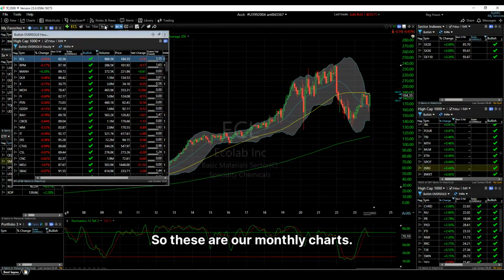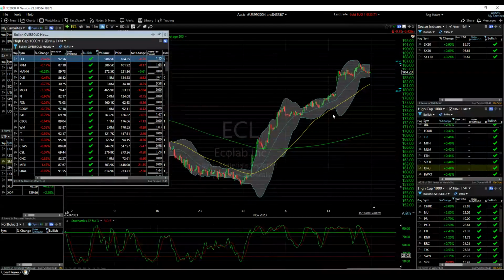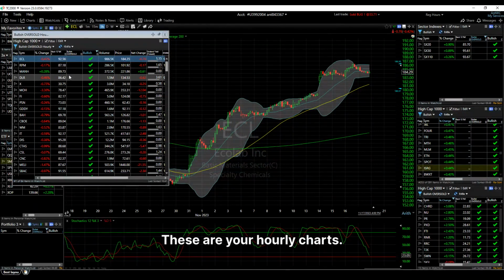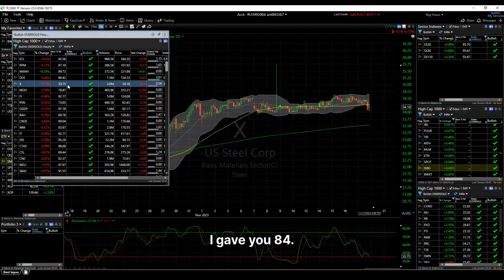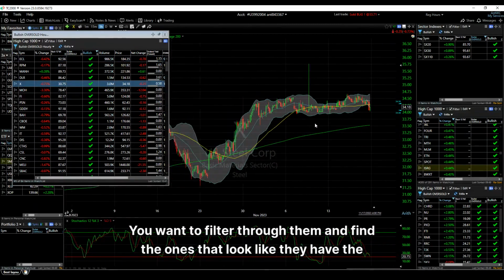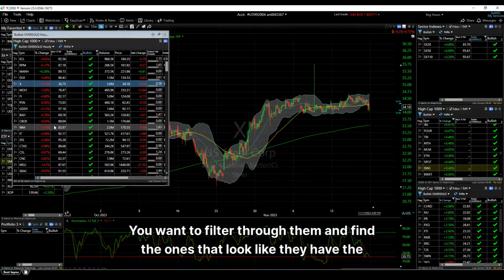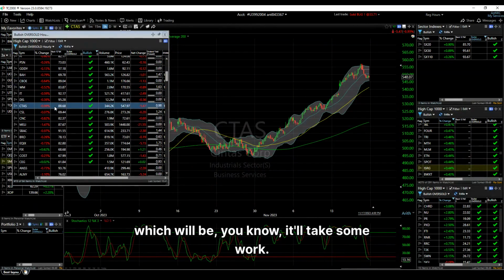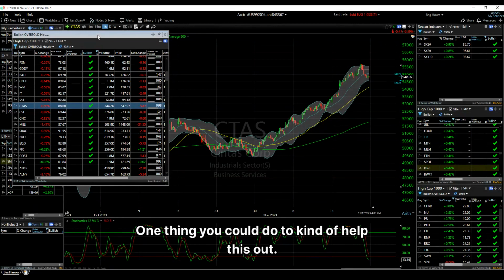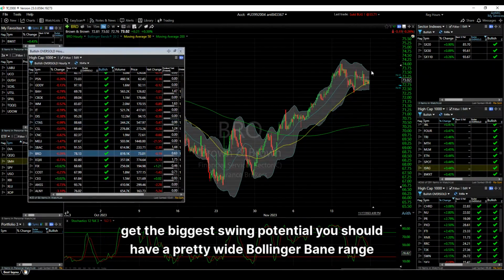So we're on monthly charts. So these are your hourly charts. You want to filter through them. Now I gave you 84. You want to filter through them and find the ones that look like they have the biggest swing potential, which will take some work. One thing you could do to help this out, to get the biggest swing potential, you should have a pretty wide Bollinger Band range.